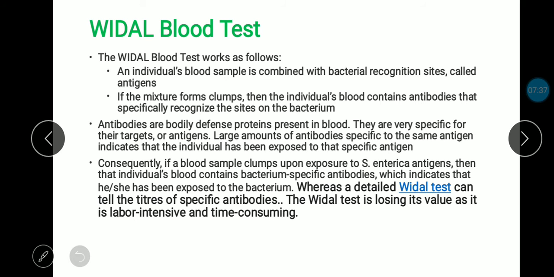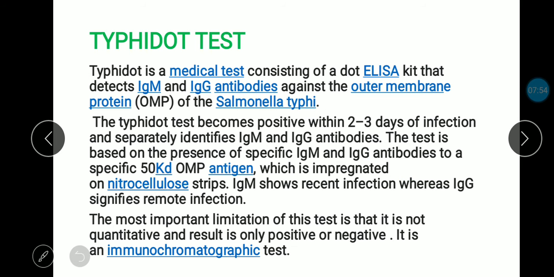Whereas the detailed Widal test can tell the titers of specific antibodies. The Vidal test is losing its value as it is labor intensive and time consuming. The next test is the Typhidot test.